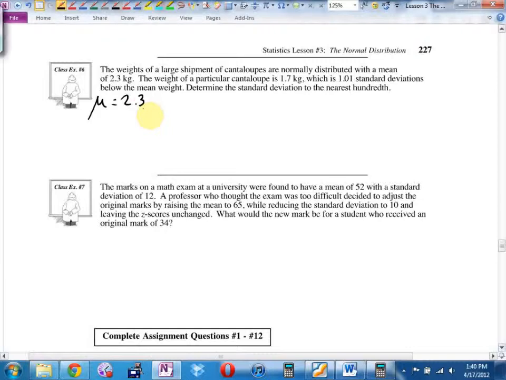So 2.3. The weight of a particular cantaloupe is 1.7 kilograms. That's the actual weight. What do they want me to find in this question?